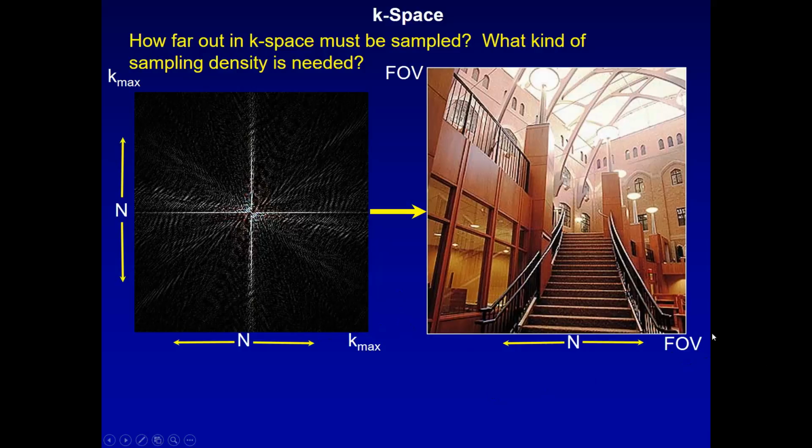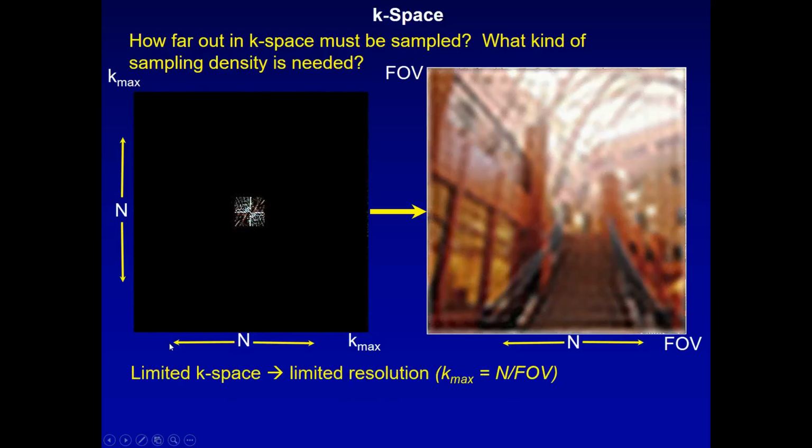The field of view is another thing. So you have that many pixels, but if you had, say, 256 pixels, and you wanted 1 millimeter per pixel, that would mean you needed a field of view of 256 millimeters. Well, the field of view is a function of how far out in K-space we go and the number of pixels.